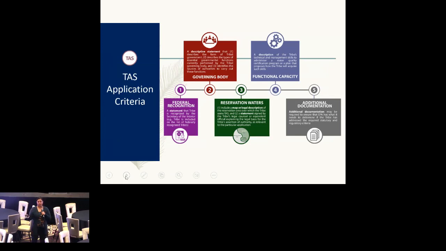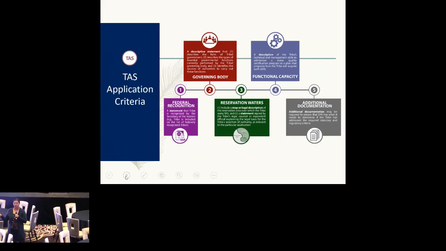We want to make sure that you're capable to run the program. You don't necessarily need to have someone in-house at the time. We would just ask for you to say, okay, the person that's going to run the program will have these qualifications, right? So you don't actually need someone in-house. I know that's sometimes a question that people may have. Those are the 4 big things that we ask for in a TAS application.